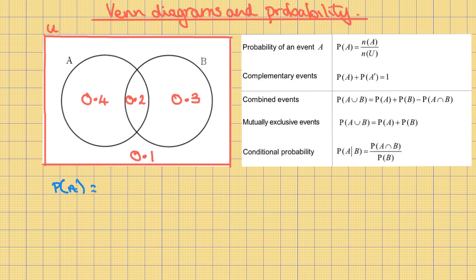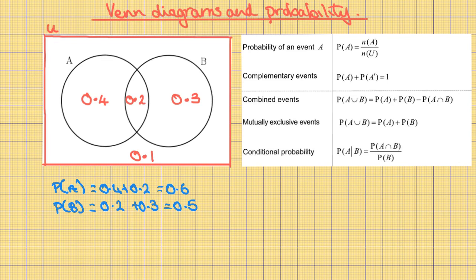Well, if you look at the Venn diagram, the probability of A is everything in the circle marked A. So in this case, it is 0.4 plus 0.2, which is 0.6. You might also be asked, what is the probability of B? Well, that is everything in the circle marked B, which is 0.2 plus 0.3, which is 0.5.